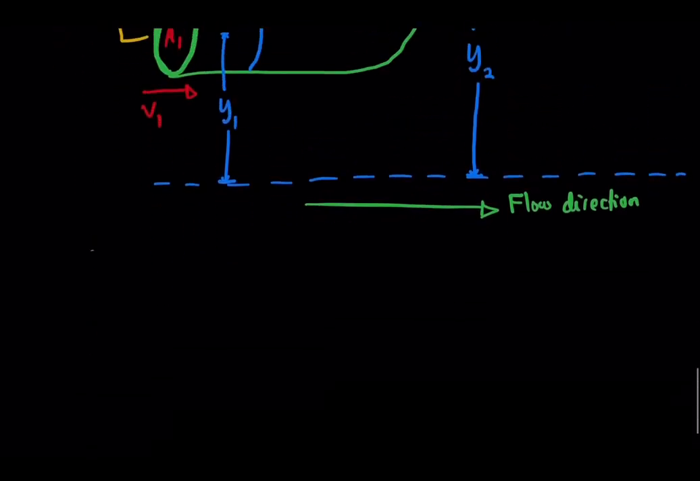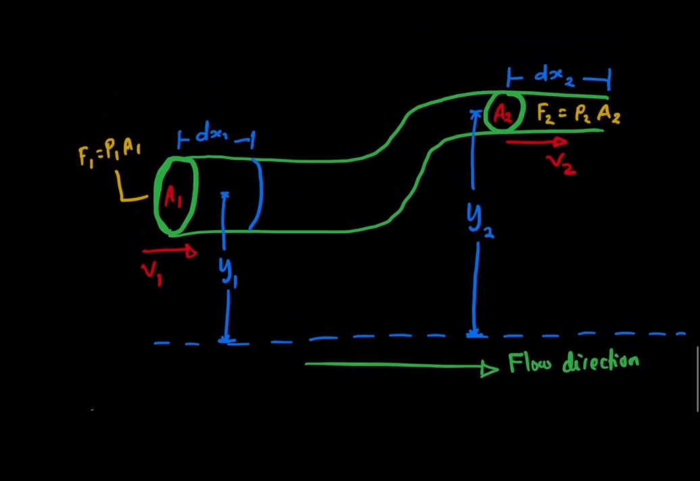Okay, so if you look here, we have area 1 at point 1, area 2 at the second point, and this is the reference point. The height from point 1 to this reference point is y1, and for point 2, y2. And this is the direction of the flow. This is the velocity of the fluid at this point. This is the velocity of the fluid at the first point.